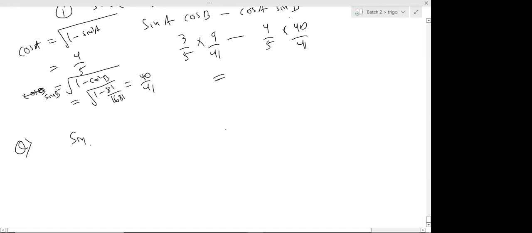Find the value of sine 75 degree. All right, how to solve this? I'll give you a hint. You can write this as sine of 45 plus 30. Now you can use the formula and find the value. All right, try to solve it.